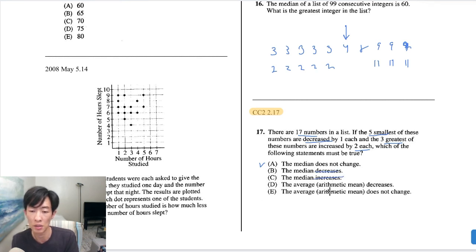D, the average decreases. So let's look at what happens to the average. We've subtracted a net of 5, because we took away 1 from each of 5 numbers, and we added 2 to 3 numbers, so we added 6. So what's actually going to happen? If we subtracted 5 on one end and added 6 on another end, the mean is actually going to go up, because we've added a net of plus 1. So the mean doesn't decrease, the mean does not change, the mean actually increases. So all these statements are false besides choice A.